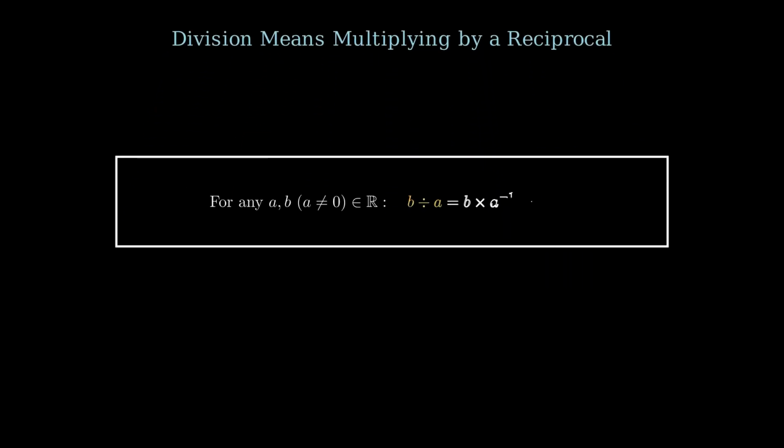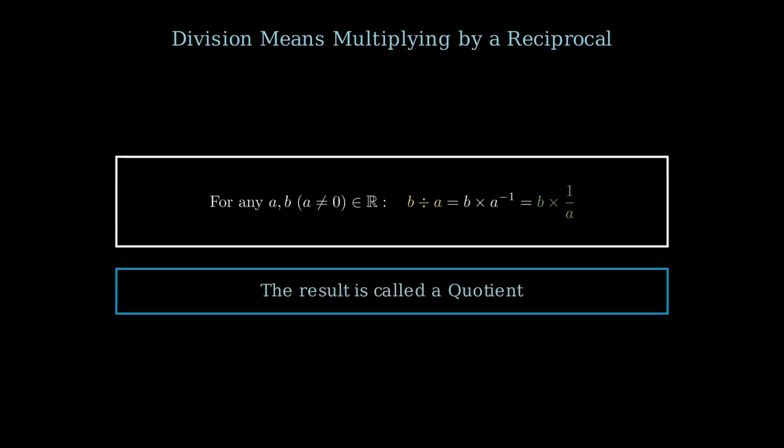Division is the inverse operation of multiplication, defined as multiplying by a reciprocal. To divide b by a, you simply multiply b by a inverse. The result of this division is called a quotient. Remember, the divisor can never be equal to 0.